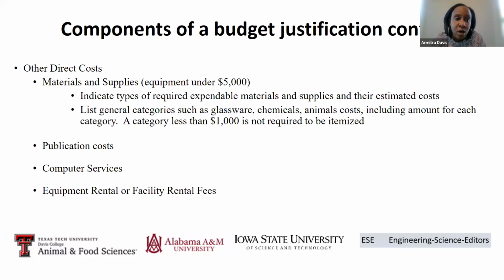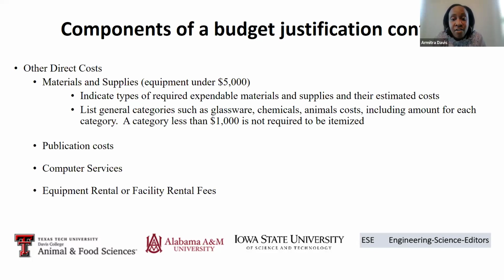make your project work. So list general categories such as glassware, chemicals, any other costs, animal costs that are associated with it. A category less than $1,000 is not required to be itemized. So when you think about your materials and supplies, again, like with all these categories, you really want to focus on your objectives and use that as an opportunity to ensure that you have everything that you need.